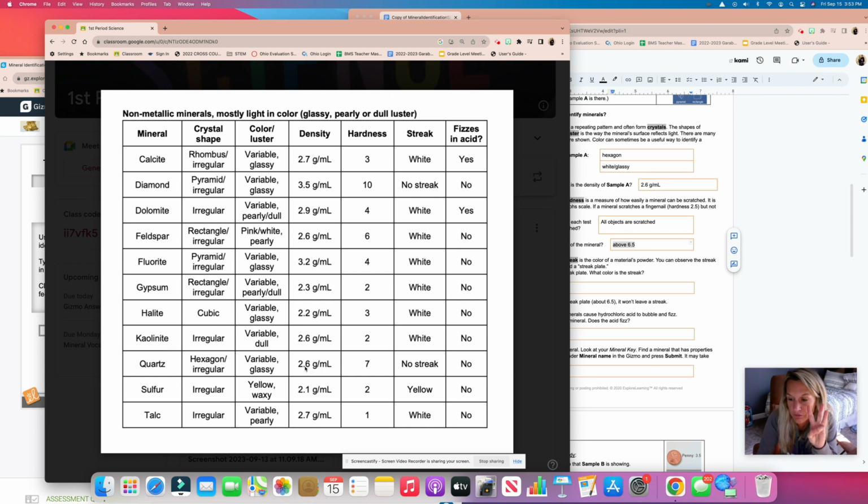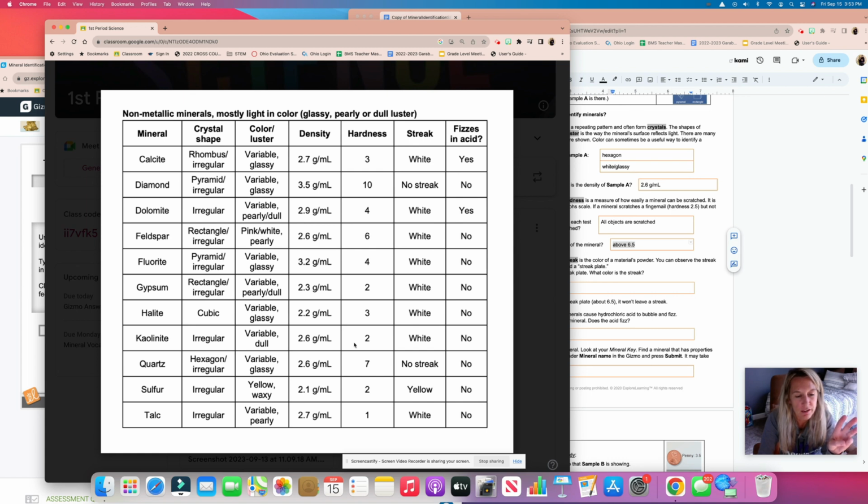So there's 3 of them that match up with our density. Now, the next thing to go for is the hardness. So let's look at the hardness. We have 2.6 for feldspar. It has a hardness of 6. Ours has to be above 6.5 because that's what we found out by doing the hardness test. So it's not going to be feldspar because that's not a matching hardness.